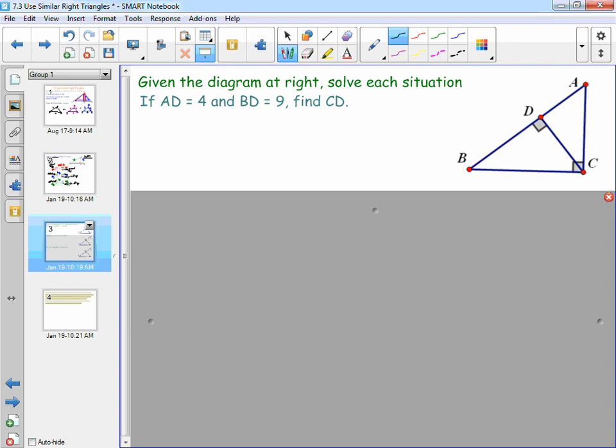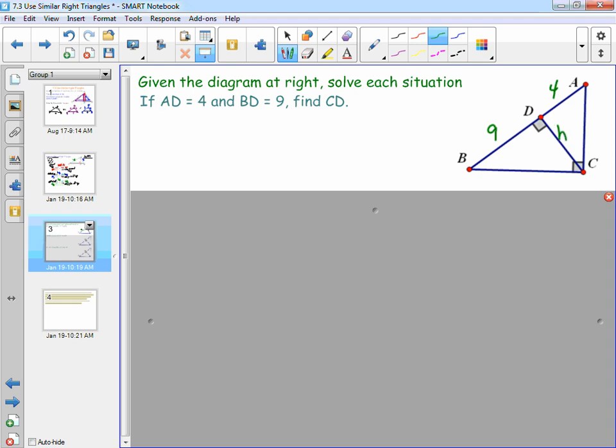How we use these is we determine what piece of information we have and what piece we are trying to solve for. So on each of these, we have a separate triangle. And again, it's the same diagram. In this case, the orientation is a little bit different, but we will label the given information. So, given a diagram at right, solve each situation. So if AD equals 4 and BD equals 9, solve for CD.